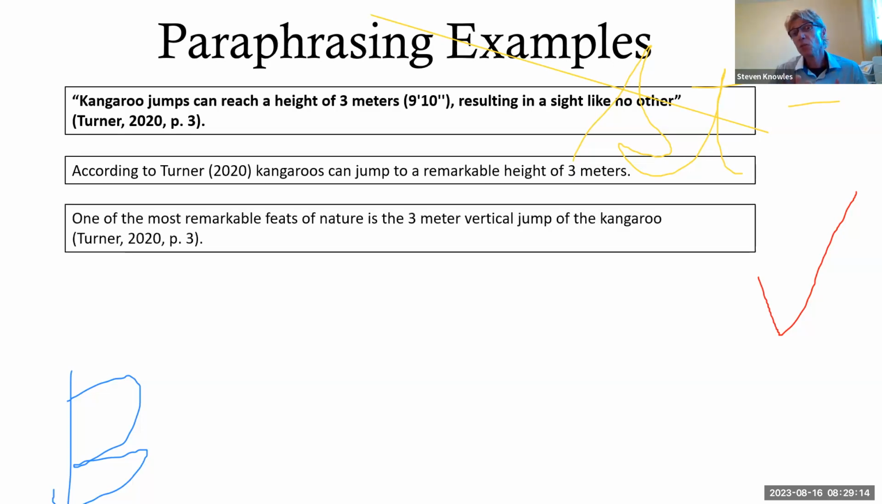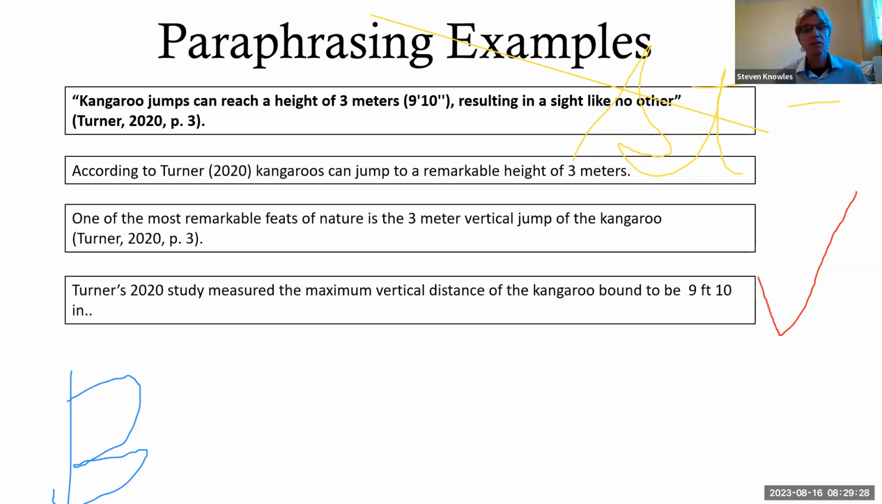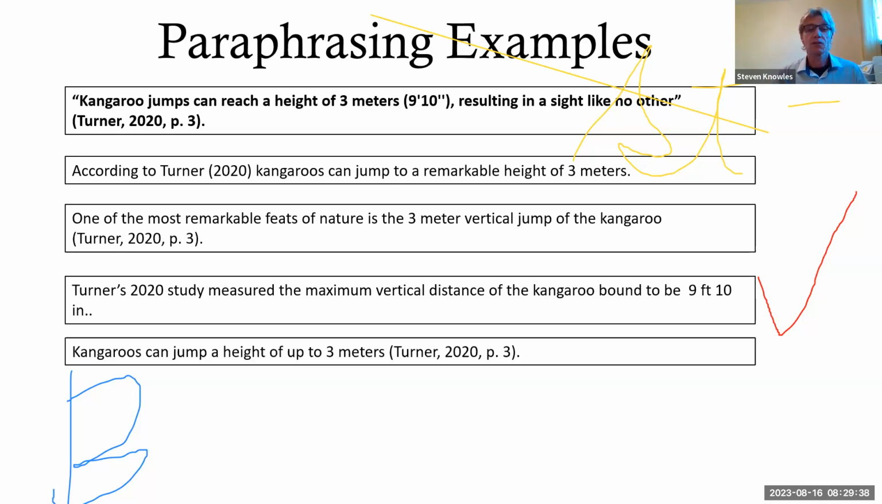I could write it this way. This is a different way to write it. One of the most remarkable feats of nature is a 3-meter vertical jump of the kangaroo. And then I put the author in brackets. Turner, 2020, page 3. Or I could write it this way. Turner's 2020 study measured the maximum vertical distance of the kangaroo bound to be 9 foot 10 inches. Or I could write it this way. Kangaroos can jump a height of up to 3 meters.